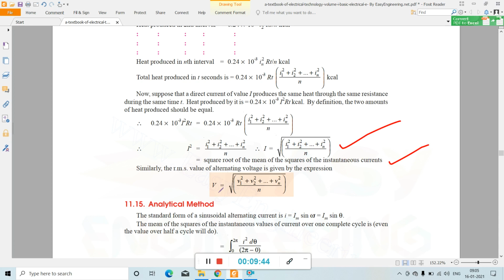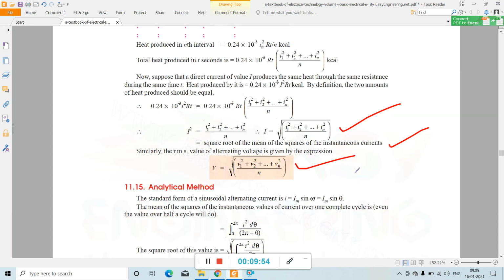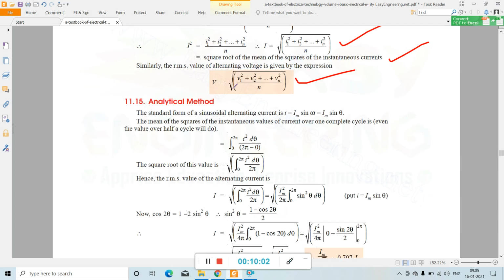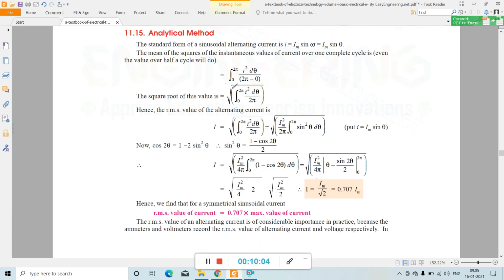Similarly, the RMS value for instantaneous voltage is given by the square root of (V1 square plus V2 square plus up to Vn square) divided by n. So this is found by the mid-ordinate method. This is the final expression for the root mean square value of alternating current and alternating voltage. Then next we come to the analytical method.